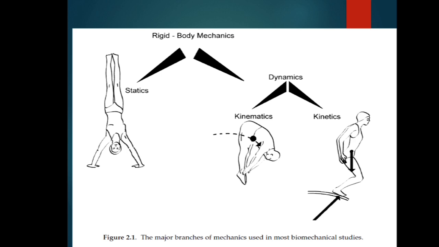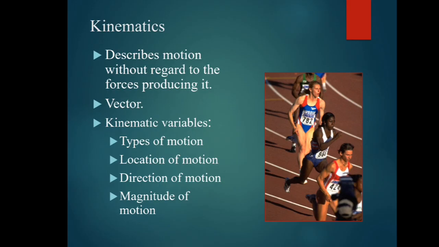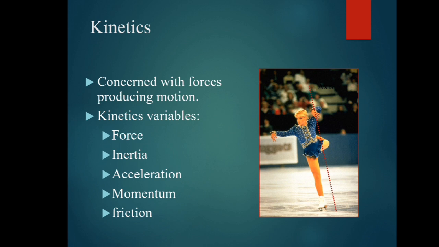figure also. Then kinematics describes the motion without regard to the forces producing it, and kinematic variables include type of motion, location, direction of motion, and magnitude of the motion. Then kinetics is concerned with forces producing the motion. Kinetic variables are force, inertia, acceleration, momentum, and friction.